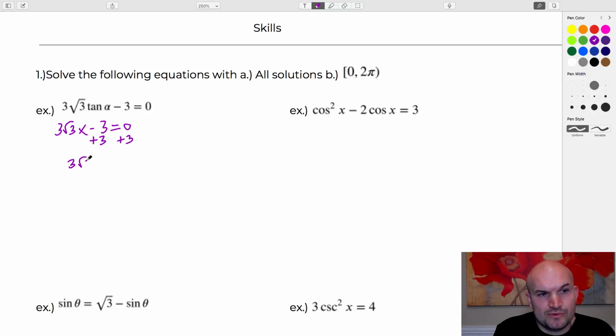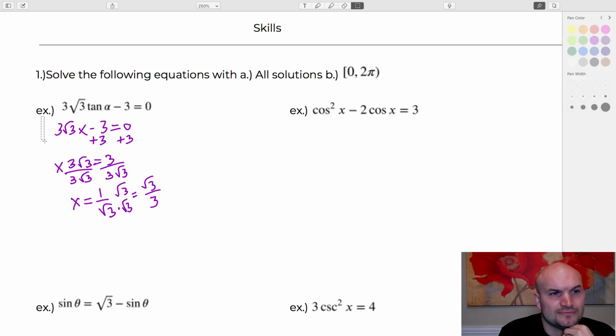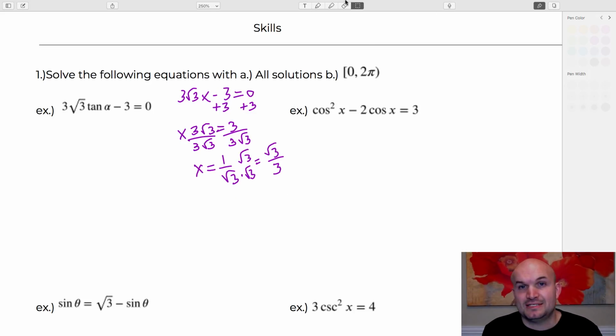And then you'd have 3 square root of 3 x equals 3. And then you divide by 3 square root of 3, and you'd have x is equal to 1 over the square root of 3. And you could go ahead and rationalize that denominator by multiplying by the square root of 3 over the square root of 3, and you get the square root of 3 over 3. I'll put this over to the side. But that is basically what we do in Algebra 2, right? So it's really the same process, okay?